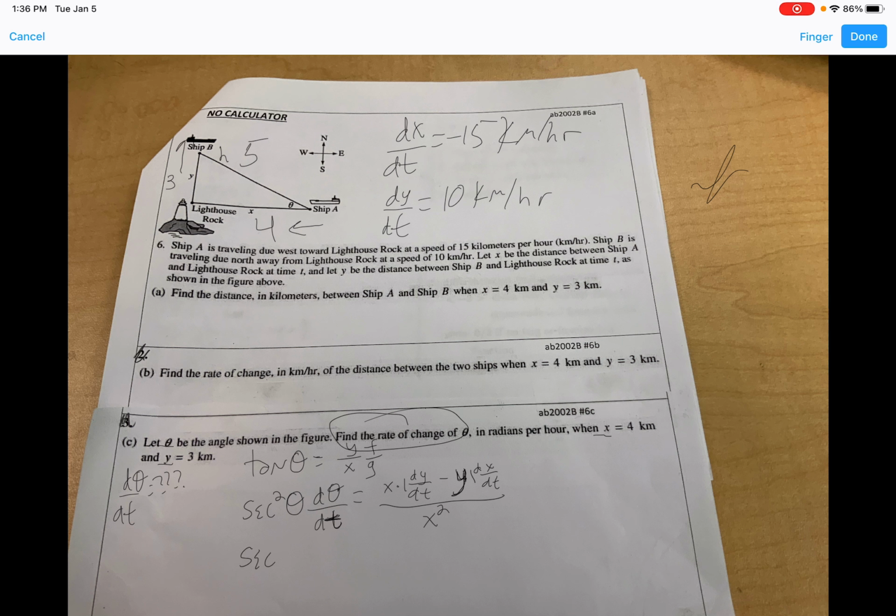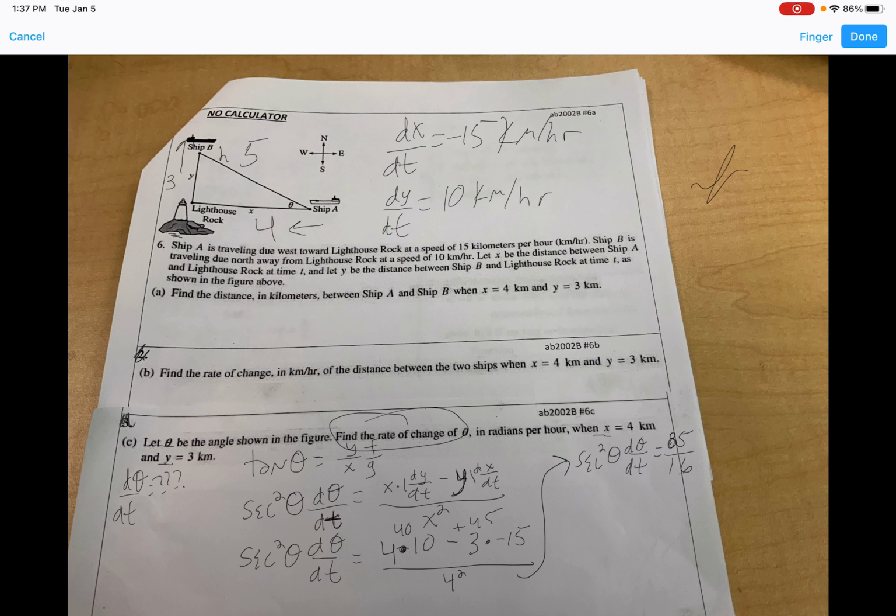Okay, I'm going to go ahead and start by just plugging in what I do know already. So the secant squared theta d theta dt equals, I know my X is 4 times 1 times dy dt, which is 10, minus 3 times negative 15 all over 4 squared. So that's going to simplify to, that's 40 plus 45. So secant squared theta d theta dt equals 85 over 16.